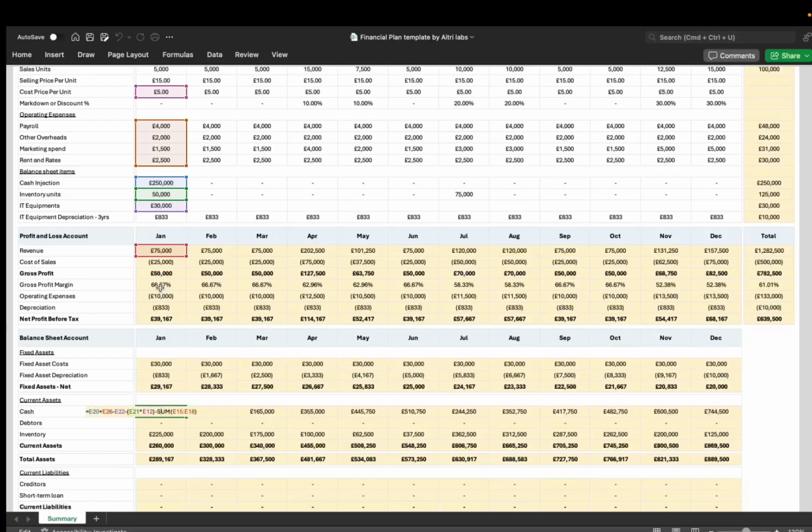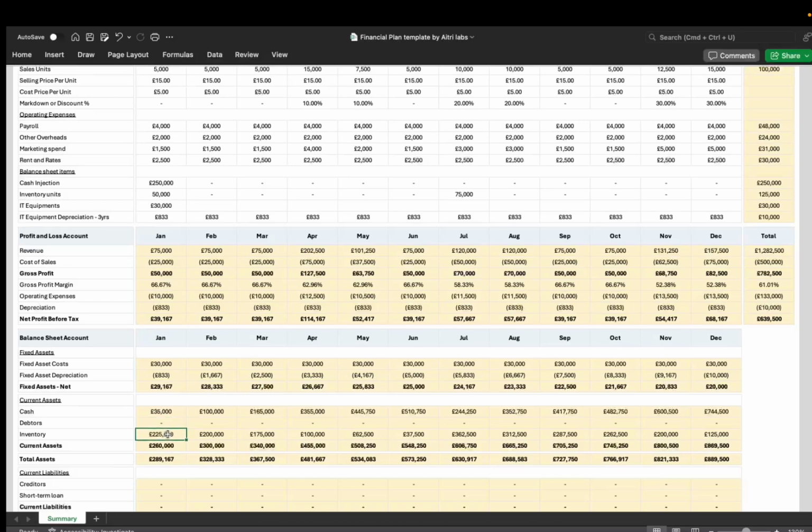Remember, the inventory I purchased for 50,000 units at £5 per unit, that's cash going out. And also my operating expenses is also cash going out. So the net balance is that figure there, and then it rolls over every month until the end of the year. Like I previously stated, I have 0 debtors.